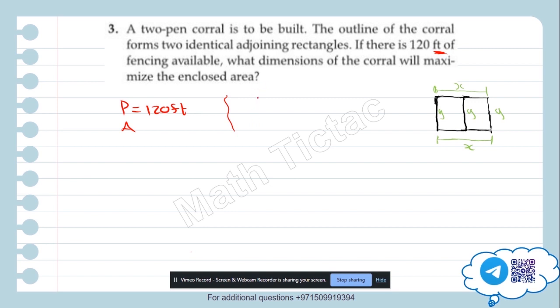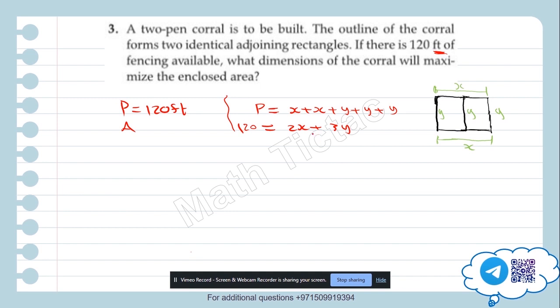So first of all, I'll put the first relation that I have. The perimeter is equal to the summation of all the sides in your shape. Now in here, this is the first side, the second, third, fourth, fifth. So in here we have x plus x plus y plus y plus y, which means we have 2x plus 3y. Now this is equal to 120.